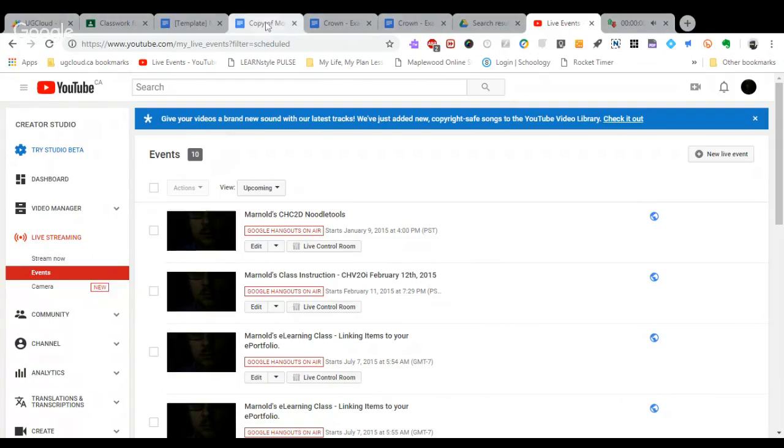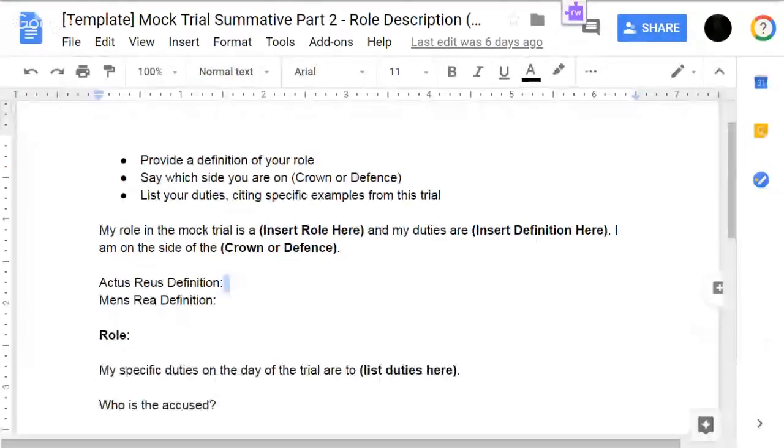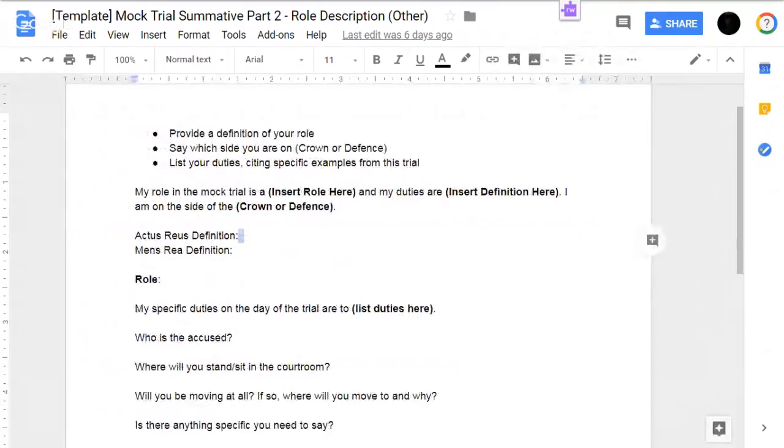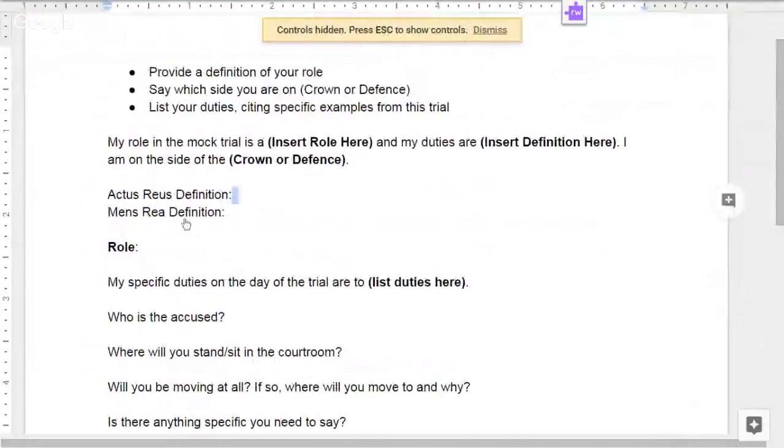So now it is time for us to look at, if you're not a lawyer, mock trial, summative part 2, aka the role description, this one. So the first thing you need to do is insert the name of your role here.